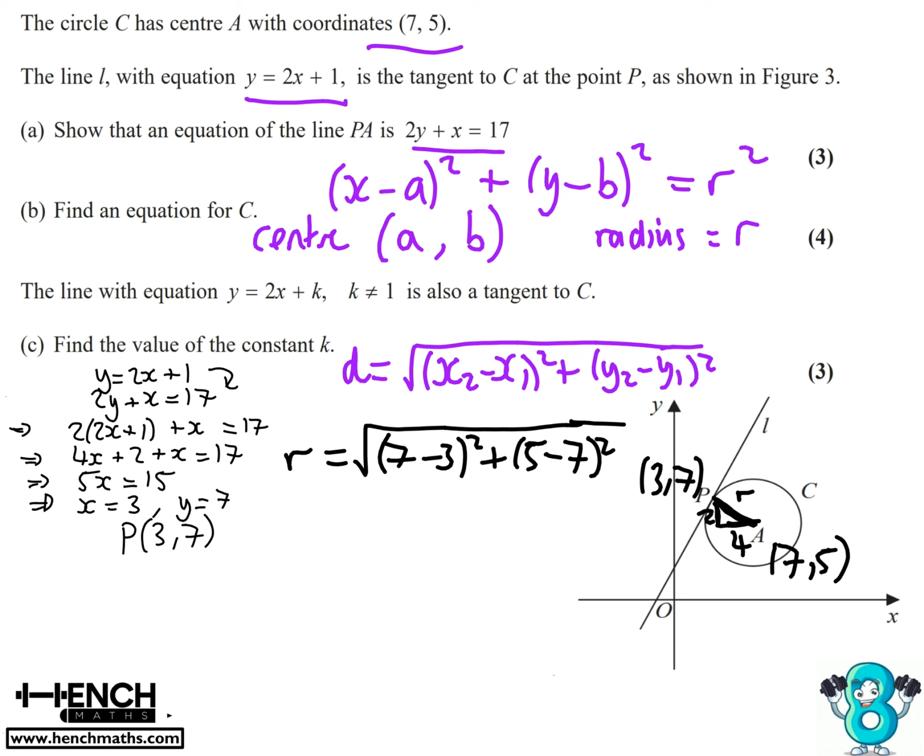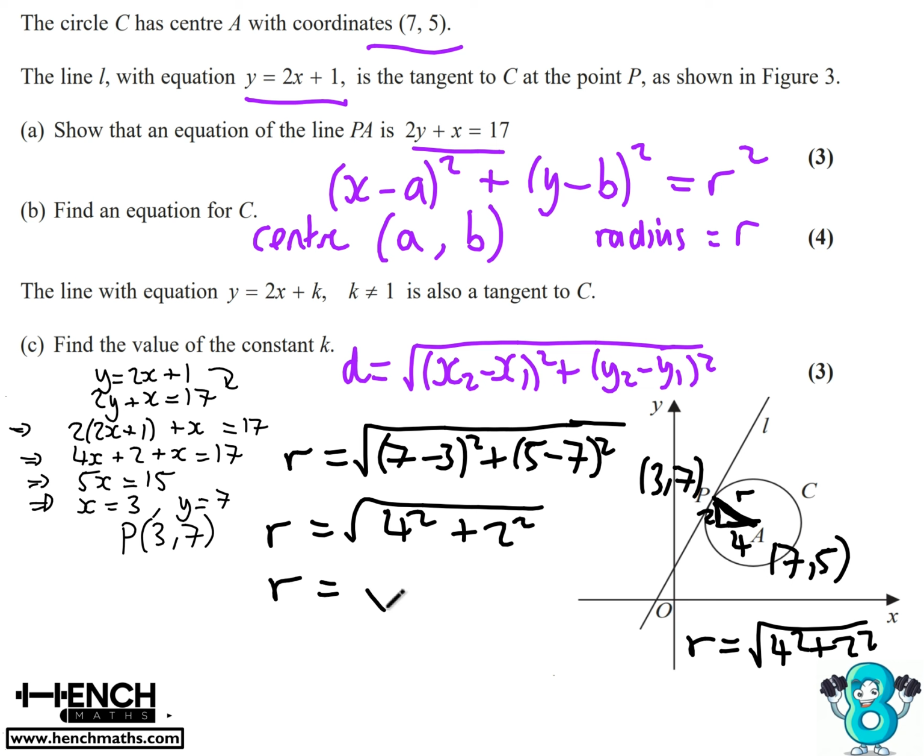In this right angle triangle we've created, we can see that r is going to be the square root of 4 squared plus 2 squared. In this formula, we're going to get r is equal to the square root of 4 squared plus negative 2 squared, which is just the same as 2 squared. So r is the square root of 16 plus 4, so the square root of 20, or you could say r is equal to 2 root 5.